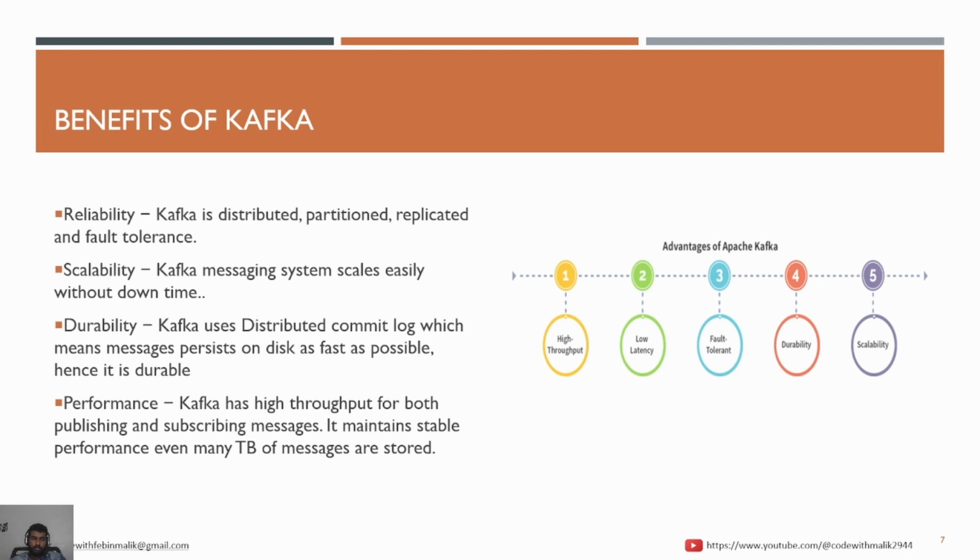Benefits of Kafka. Reliability. Kafka is distributed, partitioned, replicated, and fault tolerant. Scalability. Kafka messaging system scales easily without downtime. Durability. Kafka uses distributed commit log, which means messages persist on disk as fast as possible, hence it is durable. Performance. Kafka has high throughput for both publishing and subscribing messages. It maintains stable performance even when many TB of messages are stored.